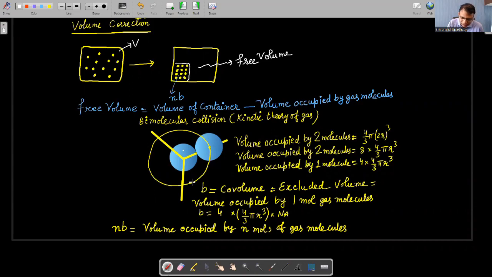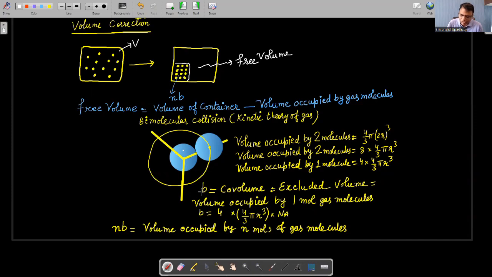If the center of a third molecule comes in, then it is not a bimolecular collision. So in the gaseous state, we are assuming that only bimolecular collisions are taking place. In that case, this big sphere's volume is occupied by two molecules. So volume occupied by two molecules is 4 by 3 pi times the radius of the big sphere, which is 2r, so (2r) whole cube. From there we can calculate that the volume occupied by two molecules is 8 times their own volume. So the volume occupied by one molecule is 4 times their own volume.